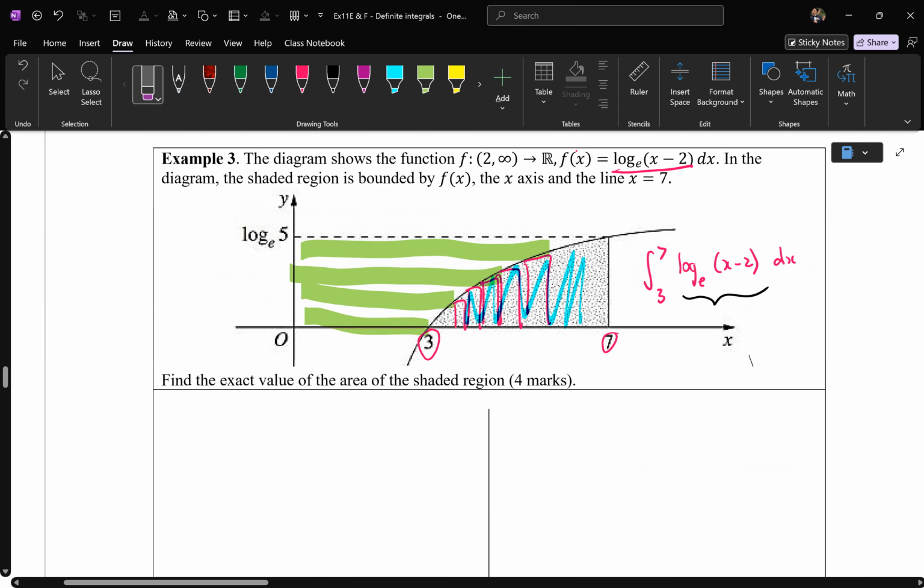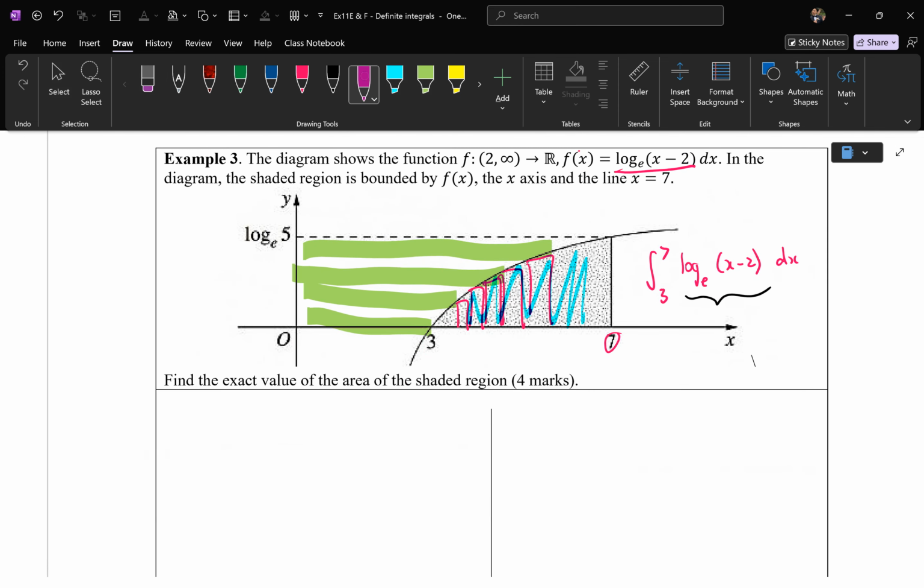So area of the rectangle, which I'll do in purple. This rectangle here, you can find by length times width. So length is 7 units, this direction. Width, that's log e of 5.